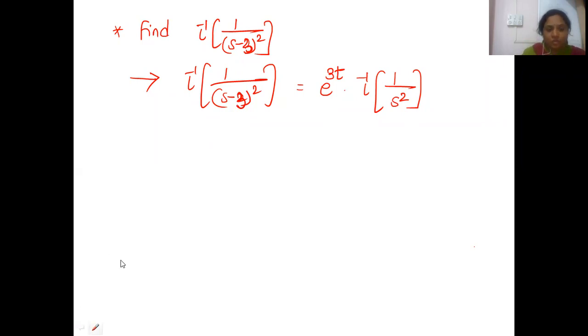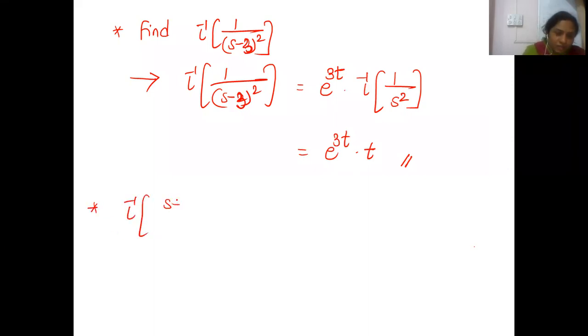Right, so now we know this. We'll write it e raised to 3t into t. Very good, done. This is your answer. Is there any doubt you can ask? Next question, if you don't have any problem.